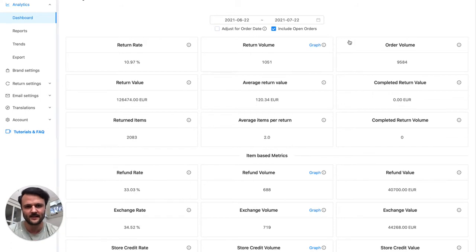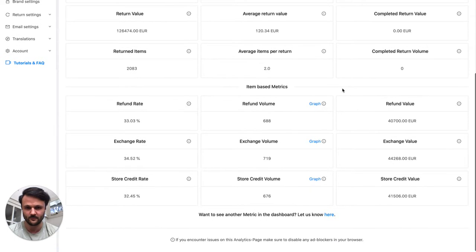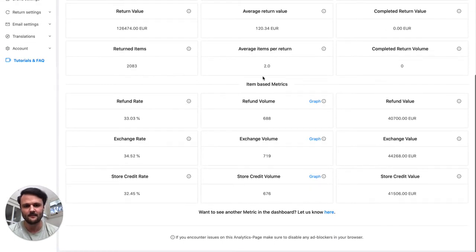And the second option is include open orders. Obviously, Shopify has the concept of a closed order, basically already fulfilled, and they have open orders that are still waiting for something, might be a payment or something like this. So you can include them or exclude them, right? So we have 9 KPIs over here that are return based. And then we have 9 metrics here that are item based, right?